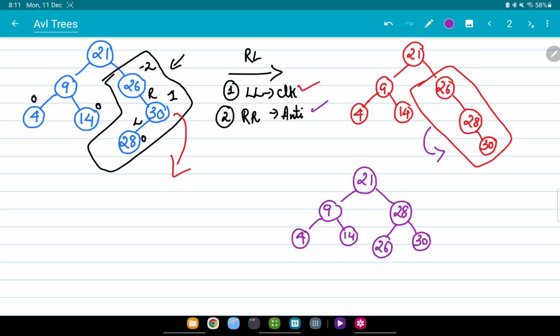LL is done, RR is done. Check the balance factors. 0, 0, here also 0, here also 0. 0 for 9 and 28 also, and 0 for this part also. So this part is done. This is how we perform our RL rotation.